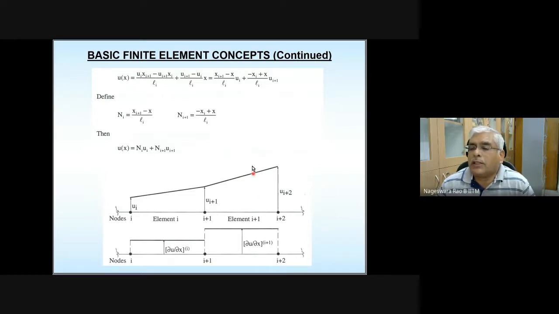It's called piecewise continuous. This is one piece and another piece at the common point. At the common point, displacement has to be the same. If the displacement is not the same, then there is going to be discontinuity.